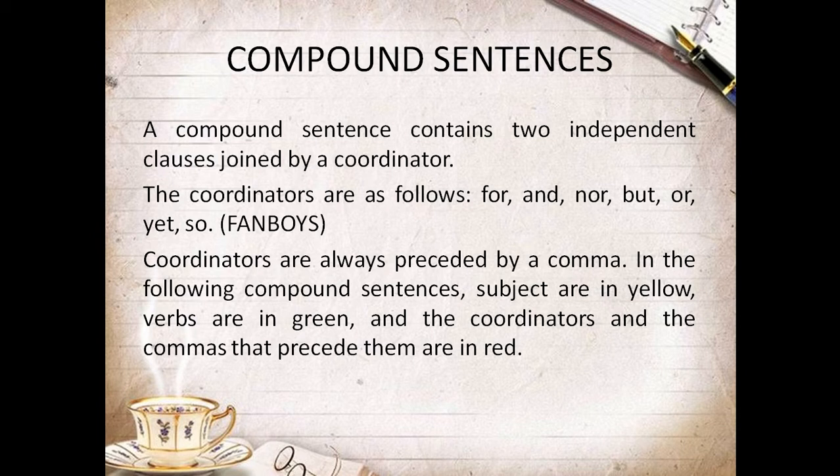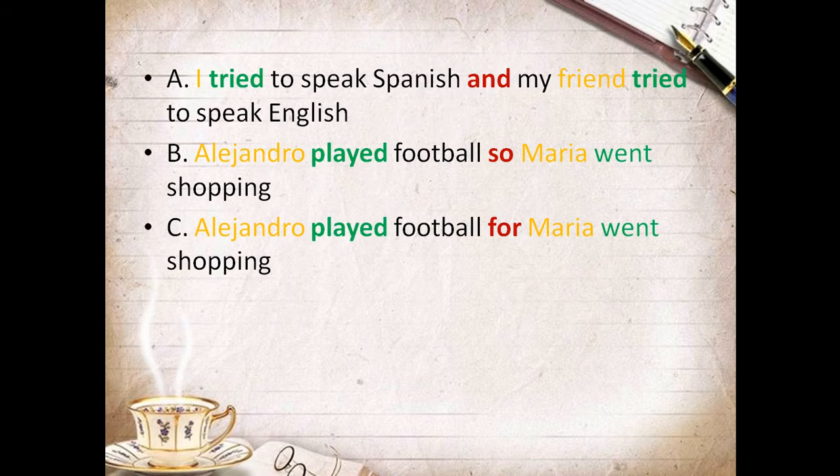In the following compound sentences, subjects are in yellow, verbs are in green, and the coordinators and the commas that precede them are in red. For example, A. I tried to speak Spanish, and my friend tried to speak English. B. Alejandro played football, so Maria went shopping. C. Alejandro played football, for Maria went shopping. The above three sentences are compound sentences. Each sentence contains two independent clauses, and they are joined by a coordinator with a comma preceding it.